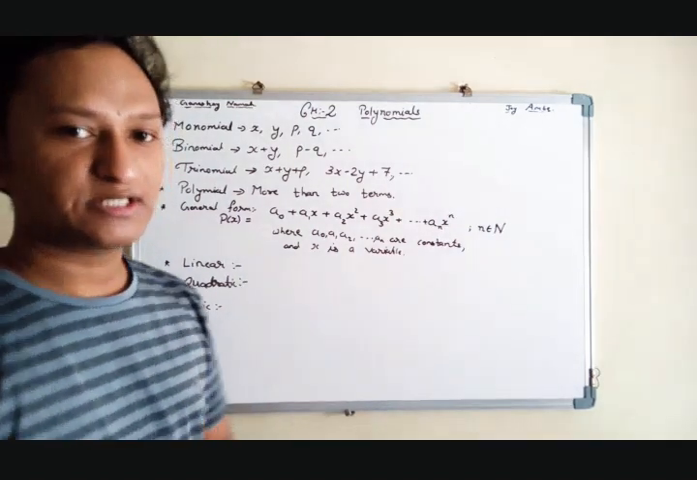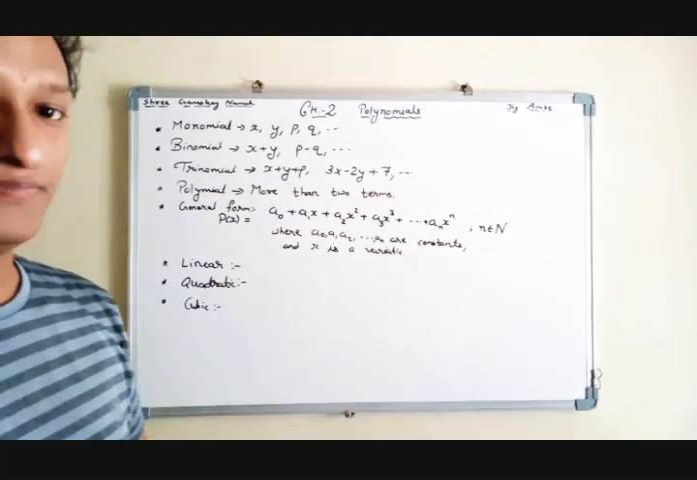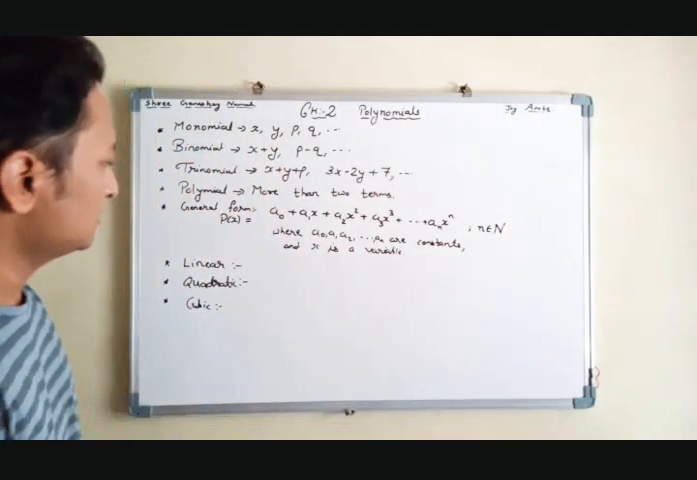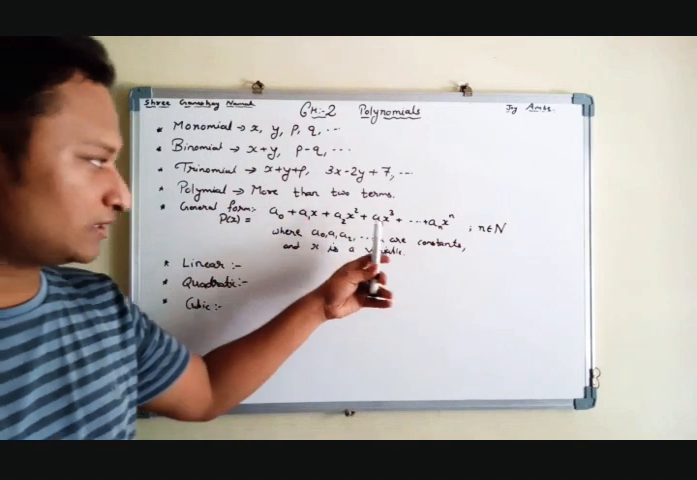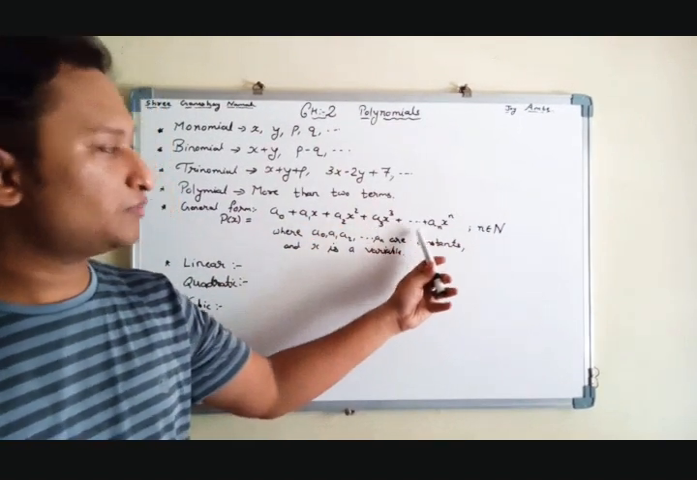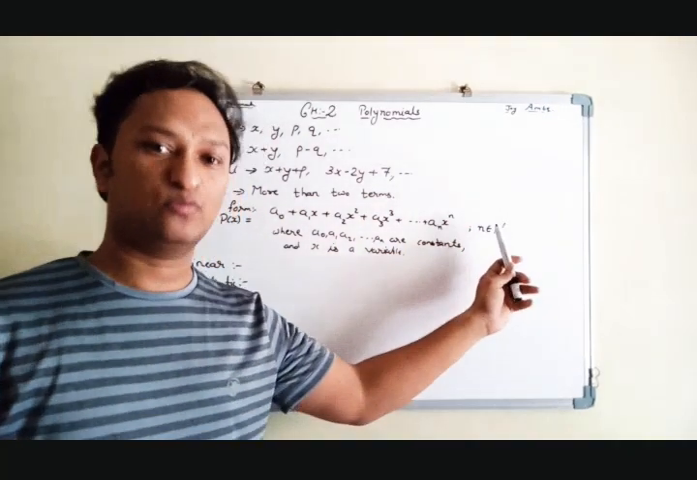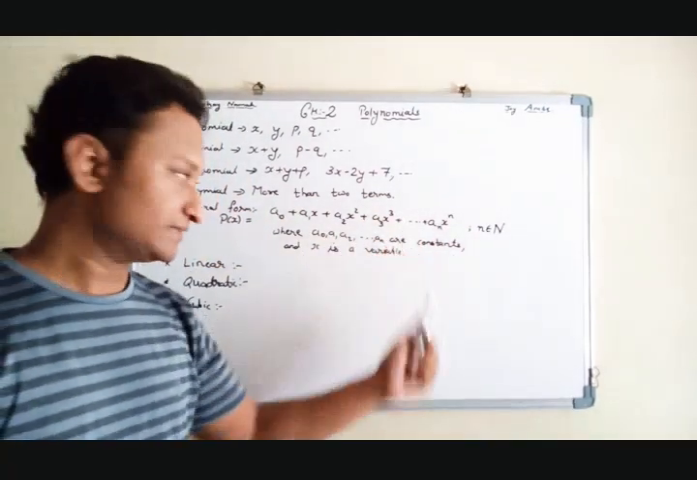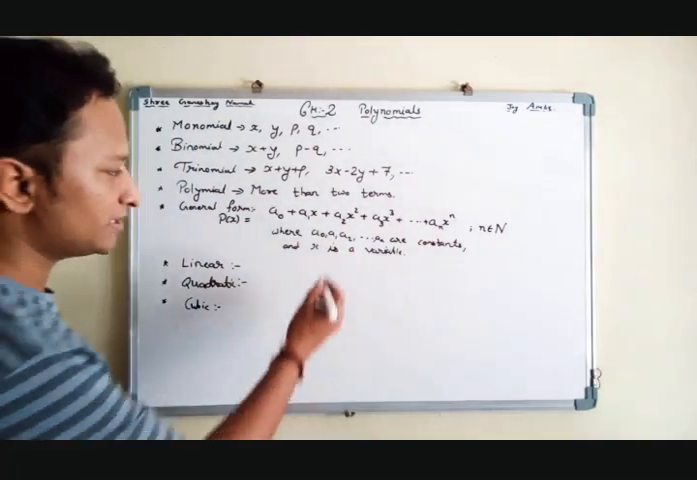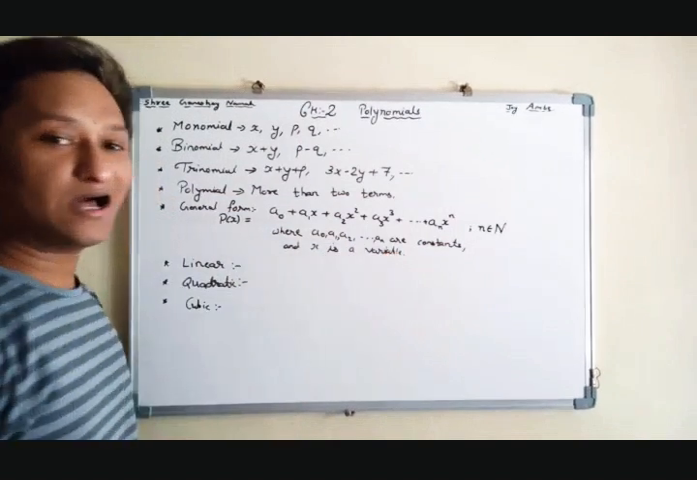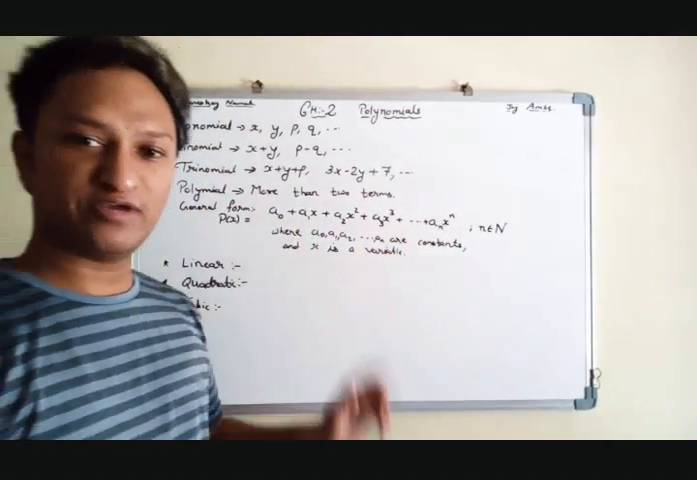Okay, now we will study the general form of a polynomial. So what is the general form of a polynomial? Having variable x, it is a0 plus a1x plus a2x square plus a3x cube up to an x to the n. Now what is n here? n belongs to natural numbers, meaning 1, 2, 3, 4, etc., where a0, a1, a2 up to an are constants or coefficients of x, and x is a variable.